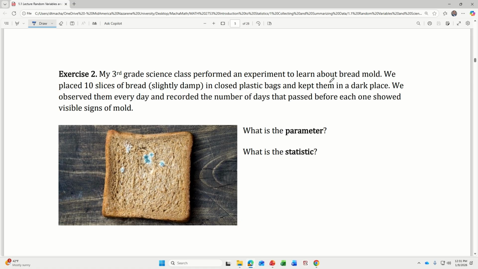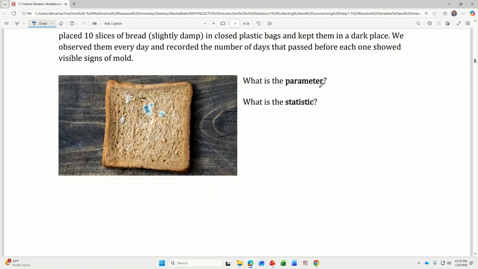And that's a random process. It's not always going to be 2 days. Sometimes it's going to be 3 days, and sometimes it's going to be 1 day, right? So we don't exactly know what the distribution mean is. We don't know what this parameter is, the overall random process. But what we could do is we could do this for 10 different slices, and we could calculate a statistic, like the mean time to show visible mold. And then our statistic is an estimate of the parameter.